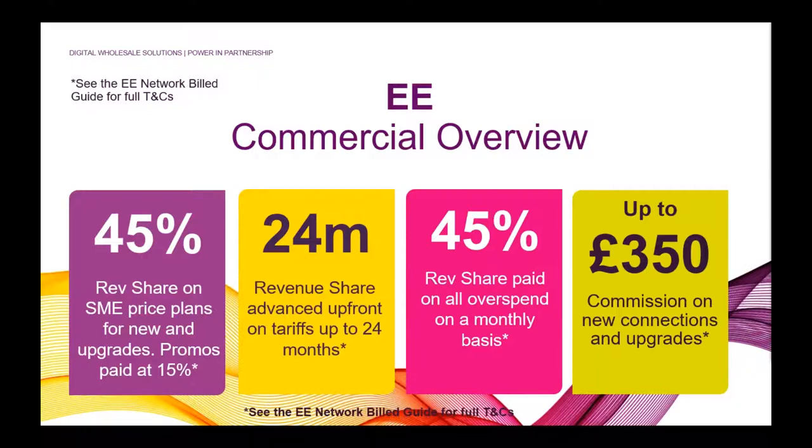And then continuation of, so that if that customer is a relatively high spend customer, if they are incurring costs on either data overage or international costs, etc., then you receive 45% revenue share on that residually on a monthly basis. And from a commission perspective on new connections, obviously you can see yourself there for the higher ARPU tariffs. It's a generous proposition on EE, because it allows you to supply top end kit for those higher ARPU customers.